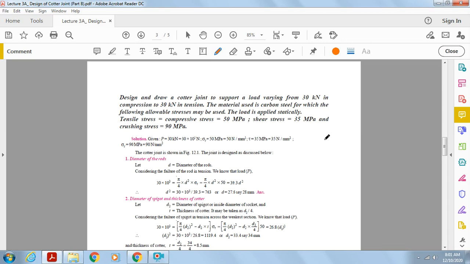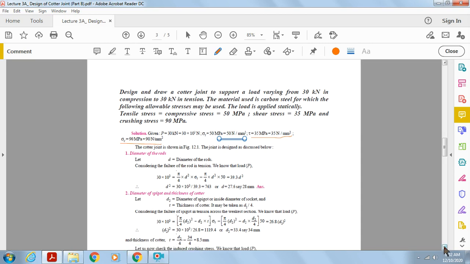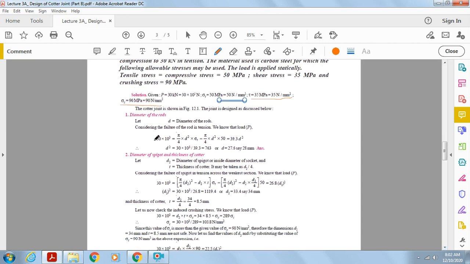Here P is given. So given data: capital P is 30 kilonewton, that is 30 into 10 cube Newton. Sigma T is 50 MPa, so 50 Newton per millimeter square. Tau is 35 MPa, that is 35 Newton per millimeter square. Sigma C, the crushing stress, is 90 MPa, so 90 Newton per millimeter square. So let us start with the diameter of the rod. First of all, we have to obtain the diameter of the rod.